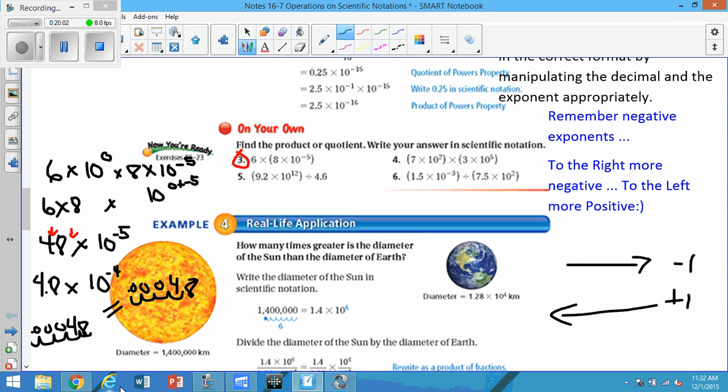So if you're not sure, you could work out your problem and figure out where you need to go to make it what you need it to be, okay? All right, so now I'm going to ask you to pause your computer and do number 4 and number 6 for me. Pause your computer and do 4 and 6 for me, please.